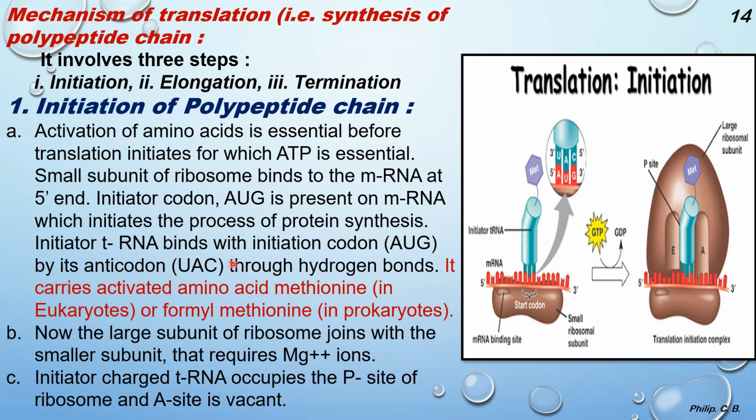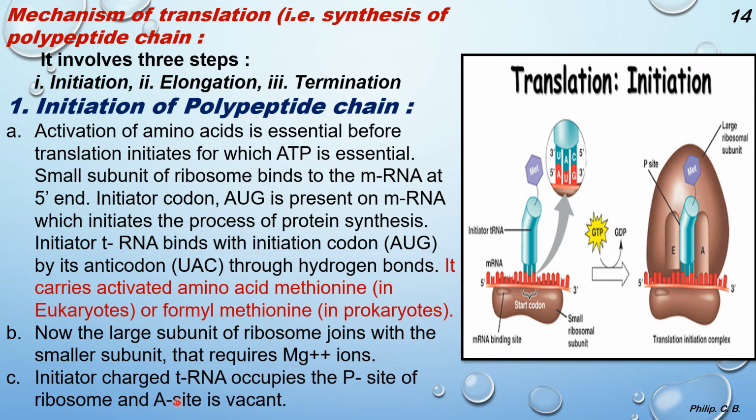Initiator tRNA binds with initiation codon AUG by its anticodon UAC. So AUG, where you can see in the image, the anticodon is UAC. Clear? So that is why the image explains the concept very clearly. So through hydrogen bonds, it carries activated amino acid methionine in eukaryotes, whereas formyl methionine in prokaryotes. So you can remember this: in eukaryotes it is methionine, that is the starting codon, whereas in prokaryotes, that is bacteria, it is formyl methionine.